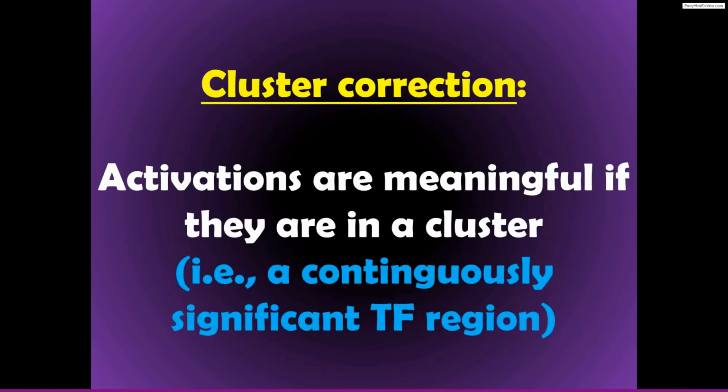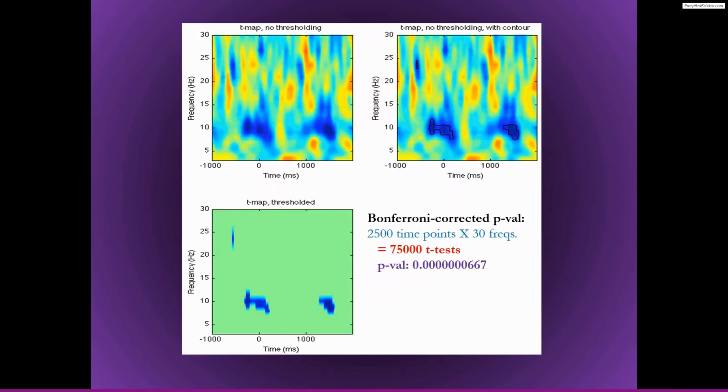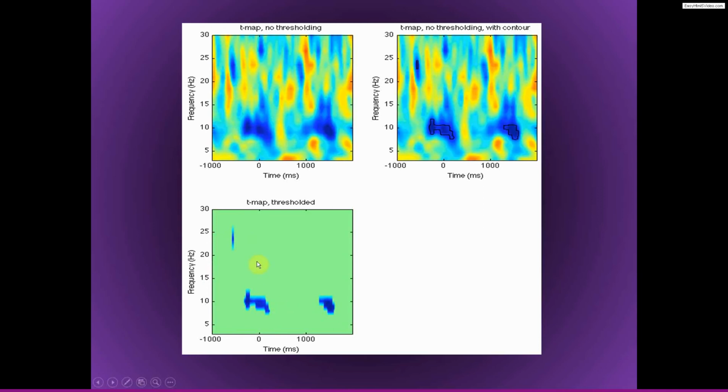So we can think of alternative methods. Maybe we think of something like a cluster correction. So we say that some super threshold region is meaningful. We want to interpret it if it's in a cluster, and a cluster would be a region of contiguously significant pixels. So here we would call this 3 clusters: 1, 2, 3.